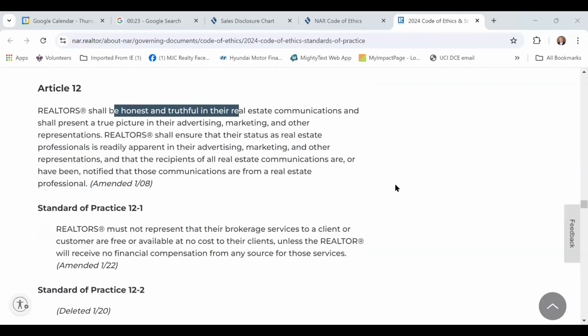Okay, and then the statute of limitation for a complaint is 180 days. If somebody violates the code of ethics, the board association bylaws, the MLS bylaws, you must file within 180 days.